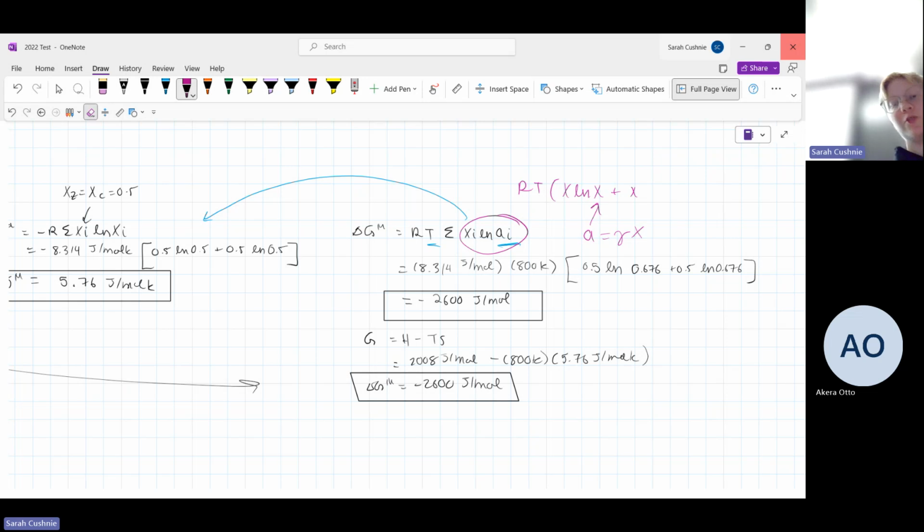And you can use this one, with the activity, for ideal solutions as well. Because if we have activity equal to gamma times X, for an ideal solution gamma is equal to 1. So it's going to end up being X ln X plus X ln X anyways.